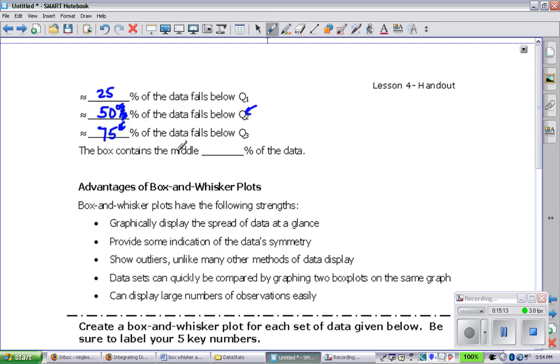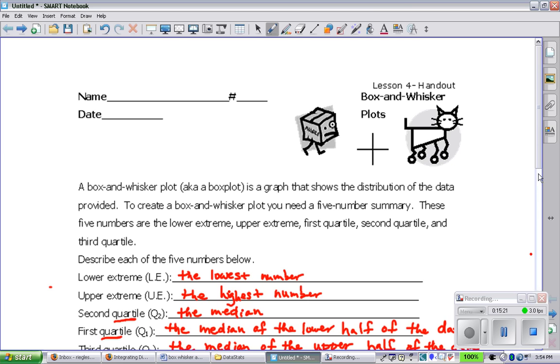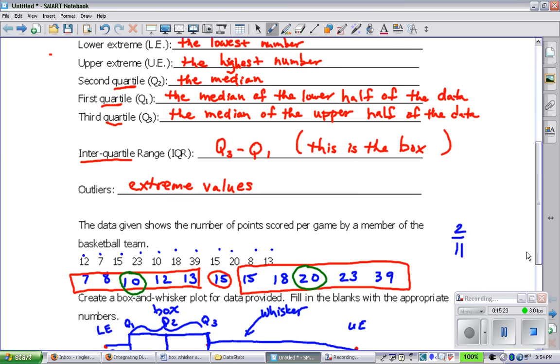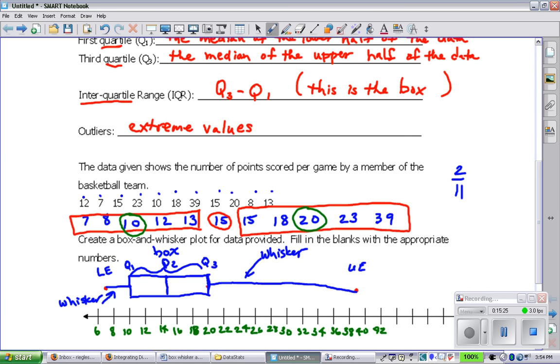And then the box actually contains the middle 50% of the data. So if we go back and take a look, the middle 50% falls between 10 and 20. And again, not exact, but close. So between 10 and 20, that's everything in here. So that's 1, 2, 3, 4, 5. 5 out of 11, that's about 45, 46%. So that's pretty darn close.